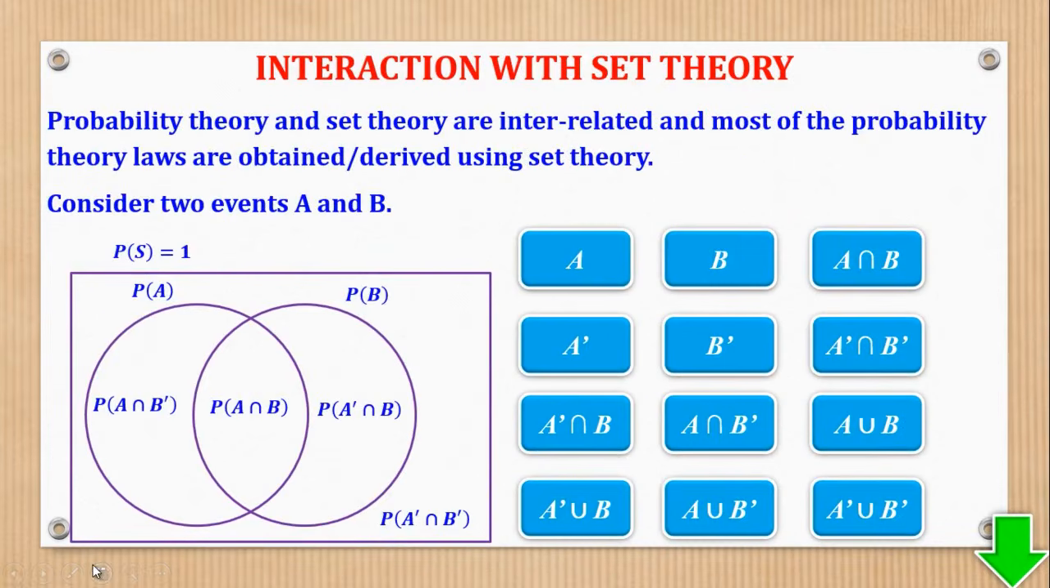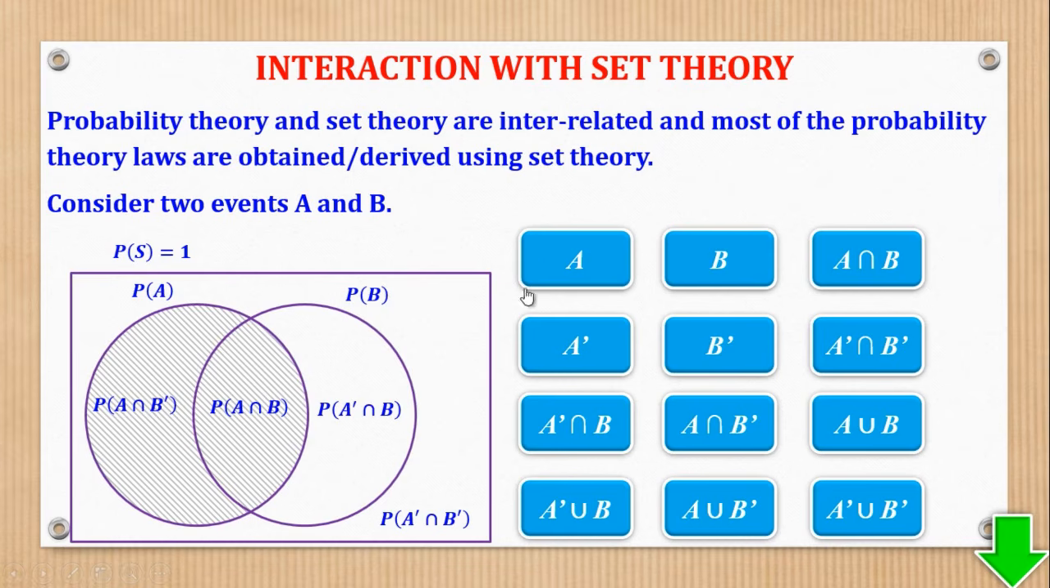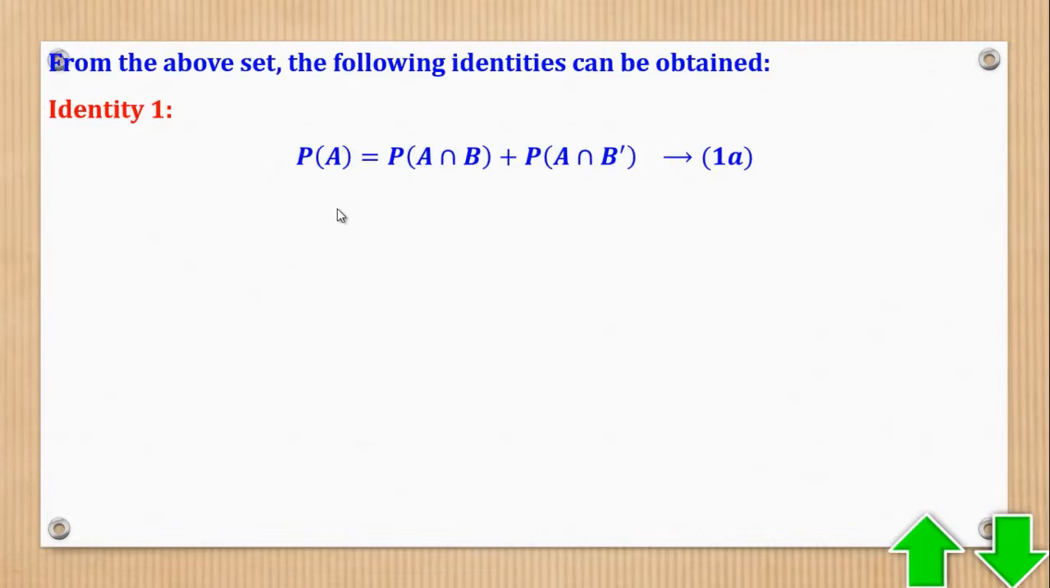So if I want to get probability of A, remember probability of A is the whole of this, and it is equal to probability of A intersection B complement plus probability of A intersection B. That is why you are seeing it here. Then another identity you can get from set theory is that probability of A complement is equal to probability of A complement intersection B plus probability of A complement intersection B complement.